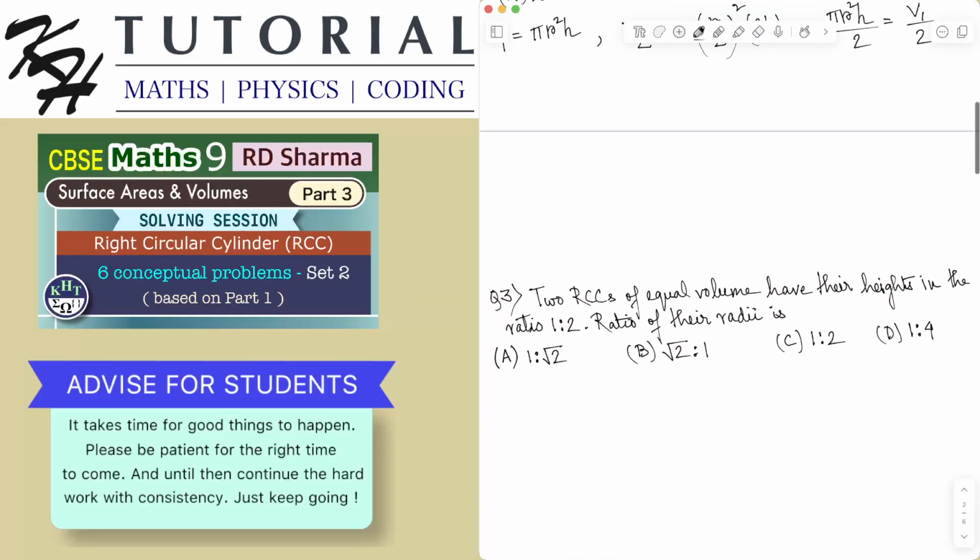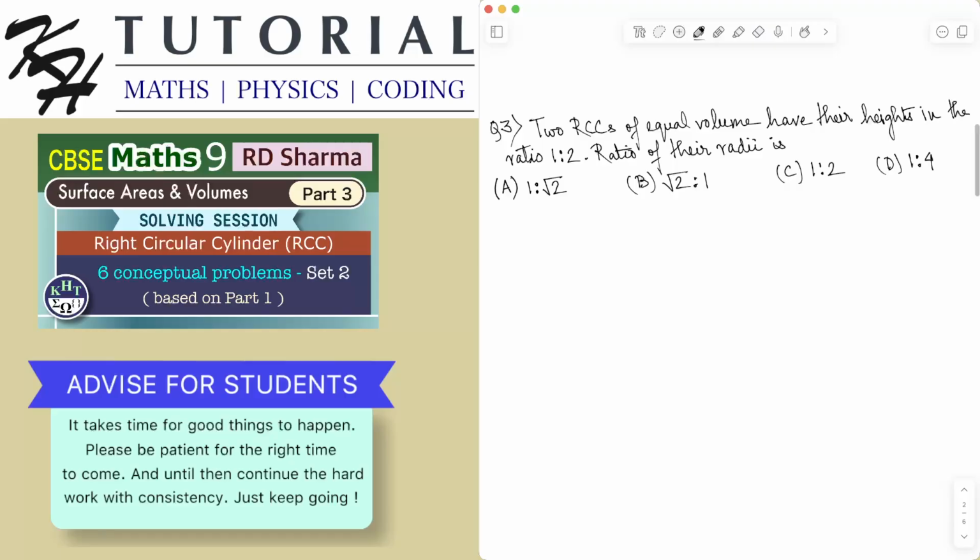Okay, let's see the next problem. Two RCCs of equal volume have their heights in the ratio 1:2. Ratio of their radii means the ratio of the base radius of their bases. We have to find the ratio of the radius of the bases.